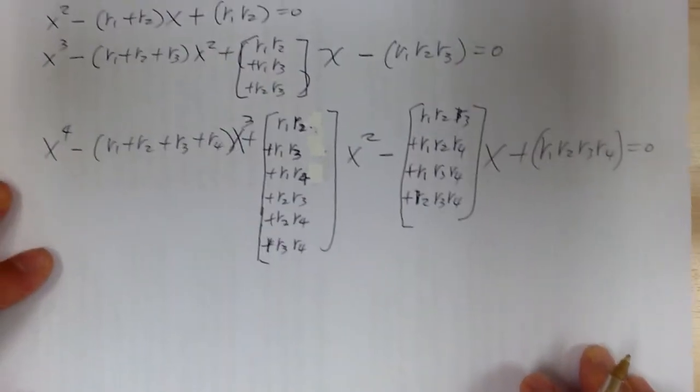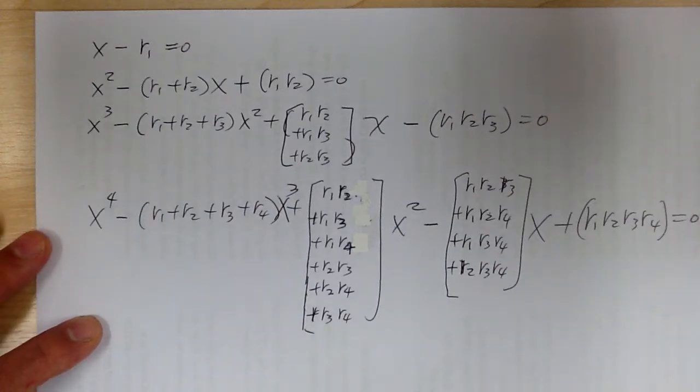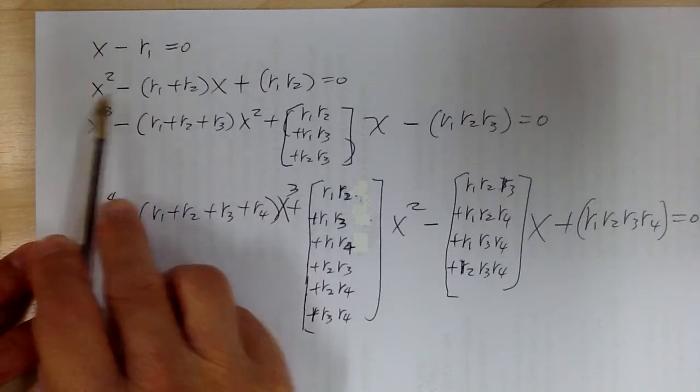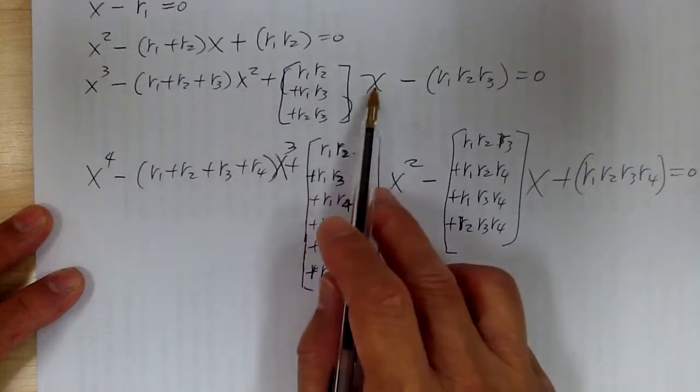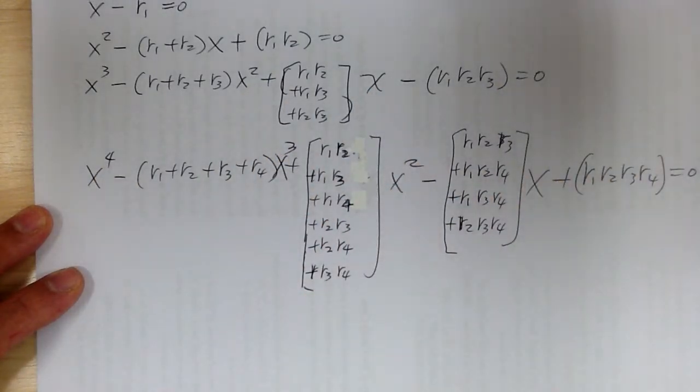Okay, so let me explain how this works. First, you write the x in descending order, right? So this one has x. Over here you got x squared, x, no x, right? Over here you got x cubed, x squared, x, no x, right? So you can notice 4, 3, 2, 1, 0 power, right?